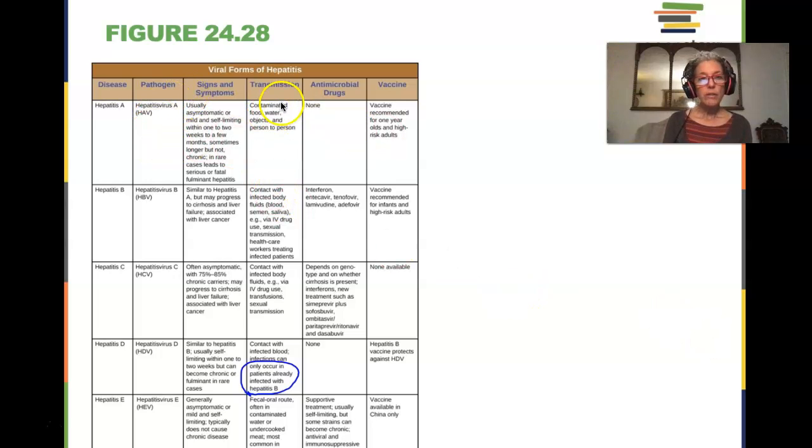And let's see, we have the contaminated food for hepatitis A. Hepatitis B, contact with affected body fluids. And hepatitis C, infected body fluids. Hepatitis D, body fluids, but only happens in people who already have hepatitis B. So if you don't have hep B, you can't get hep D. And hepatitis E is from fecal to oral route mostly in developing countries that don't have access to clean water. Even though the transmission might not be through the digestive system, it affects the liver, and that's why it's in the digestive system chapter.